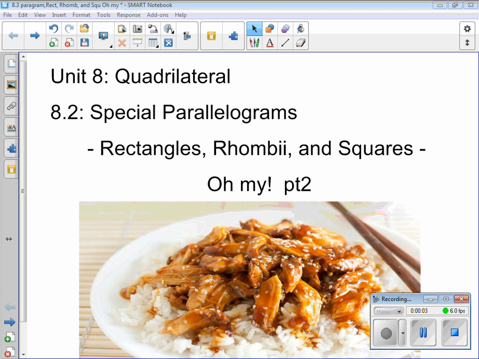Hey everybody, this is Mr. Munson and we are still in Chapter 8, Quadrilaterals. We are continuing 8.2 with Part 2 of this section I am calling Parallelograms, Rectangles, and Rhombi and Squares.